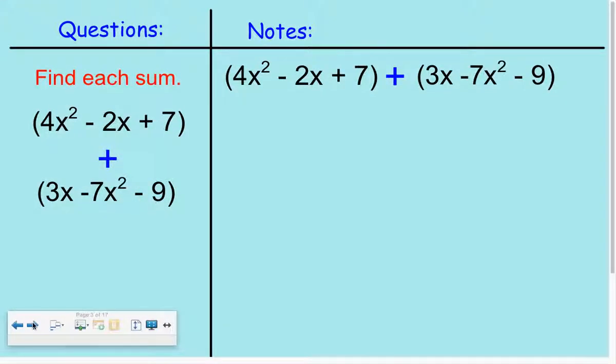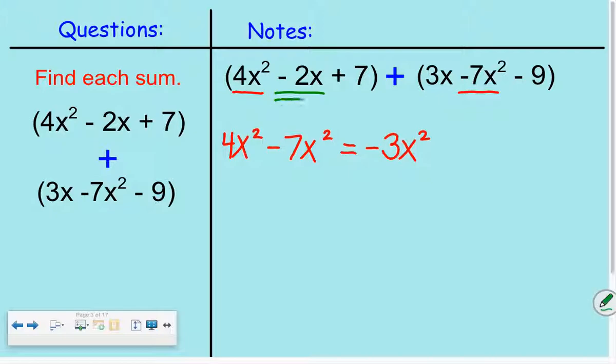Alright, second example. 4x squared minus 2x plus 7 plus 3x minus 7x squared minus 9. So again, I'm going to look for like terms. So this x squared and this x squared can be combined together. So 4x squared minus 7x squared. Well, 4 and negative 7 make negative 3, and then I just write down x squared. So keep in mind you're not doing anything with the exponents. You're just adding the coefficients.